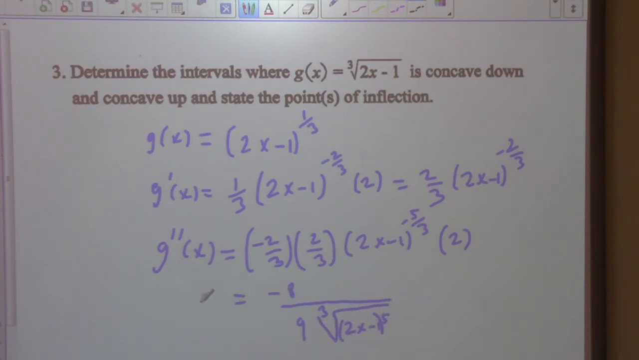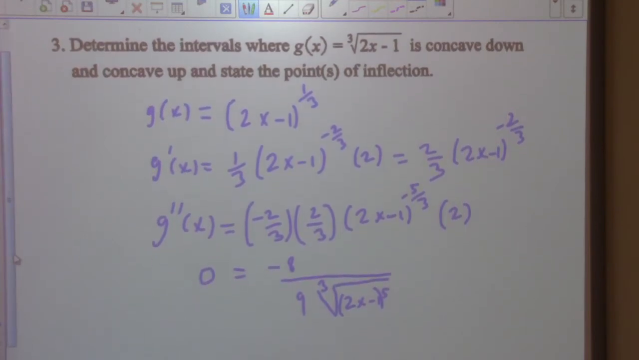Now, if we set this equal to 0, can this be equal to 0 here? No. So what can we do now? Set our denominator equal to 0. Do we have to worry about the 9, the cube root, the 5th? No, we don't have to. It's going to be 0 if and only if 2x minus 1 is equal to 0, right? So x is equal to 1/2.